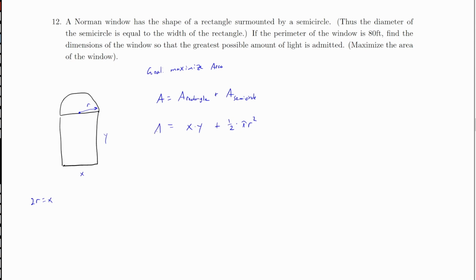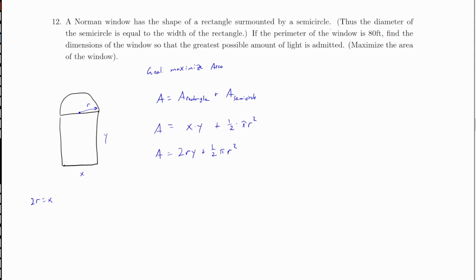This is a function of 3 variables, x, y, and r. So we need to eliminate some variables, and we have some help with that. We said at the beginning here that 2r equals x, so I can replace my x with a 2r. All right, so that's one variable gone. I still have y and r in my function, so we need to get rid of one of these.